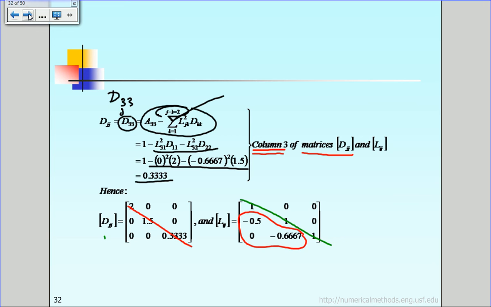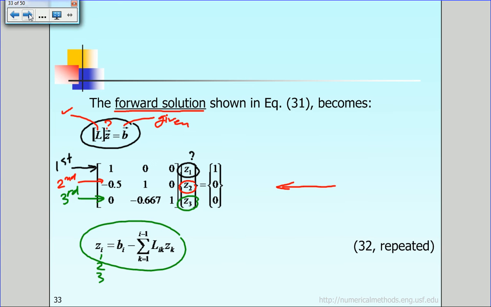And by now, we know the answer for the matrix D and the answer for the matrix L. And that concludes step 1, which is the factorization phase. Step number 2, which we are trying to do right now, is the forward solution phase.